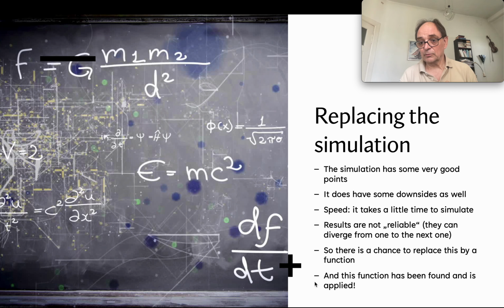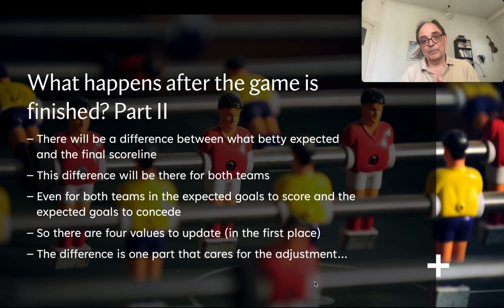So there is a chance to replace this by a function. And this function has been found and it is applied. That's what I did already back in the 90s. So I don't want to use the simulation, although it's excellent, but you can always replace this by a function, which makes it faster, and you get always the same results. And we can apply this to all markets as well.